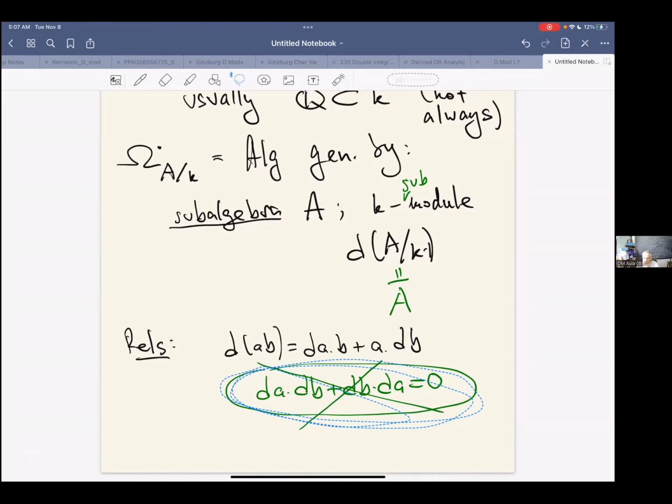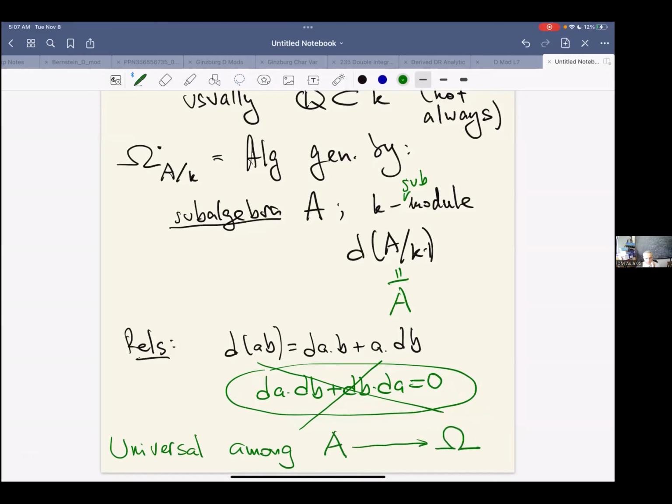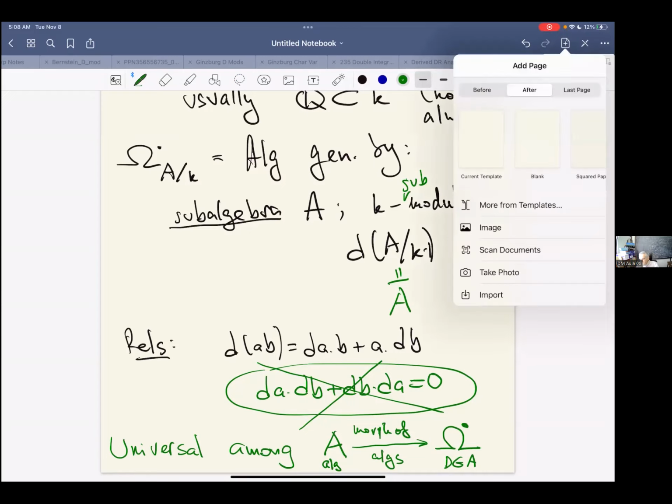By the way, so it is universal among those that, so this is a fixed algebra A, and this is a morphism of algebras, and this is a differential graded algebra. And it's universal among such. And what's the differential graded algebra?